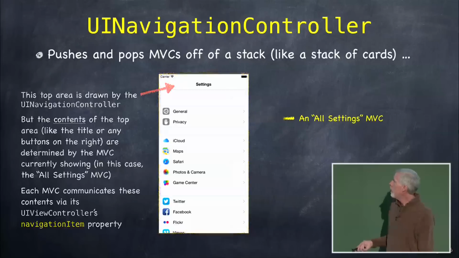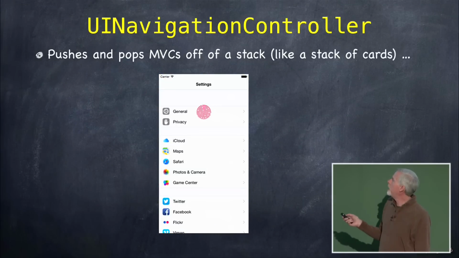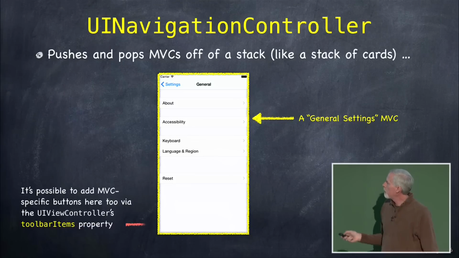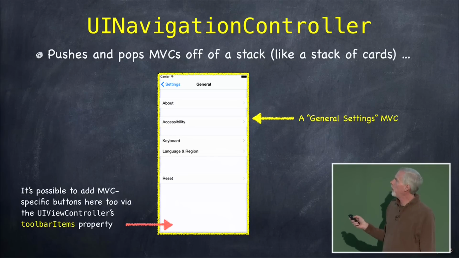So here, if I touched on general and I wanted the general settings, then of course the general settings would slide in and replace the whole contents here with a general settings MVC, yet another new MVC. And notice the back button by default will be set to have the name of the previous MVC. That other MVC is still in the navigation controller, it's just underneath. So this is a stack of cards, I just put another MVC on top, so the other one's still there. And you can also put toolbar items at the bottom here.